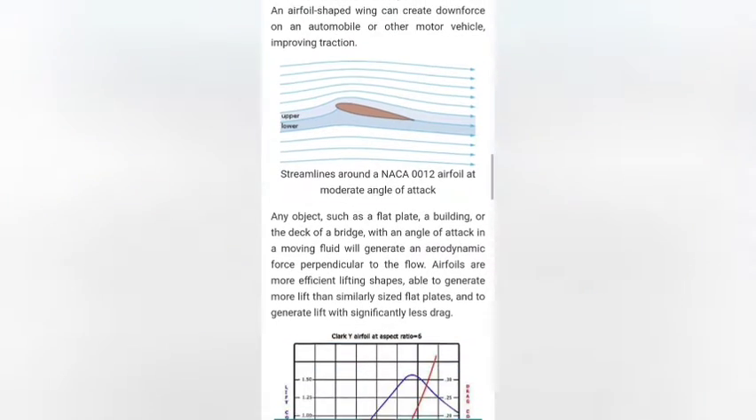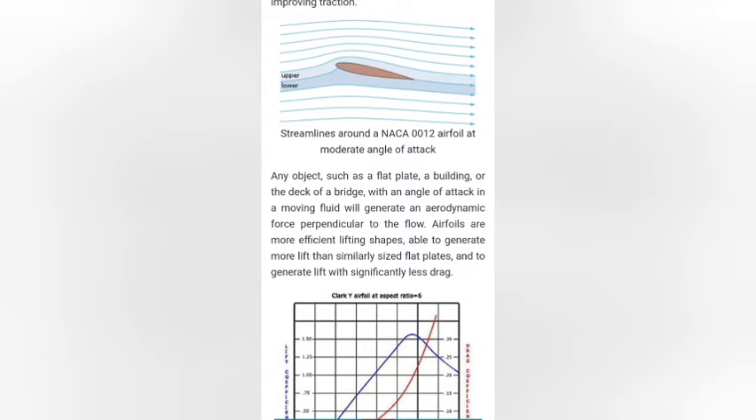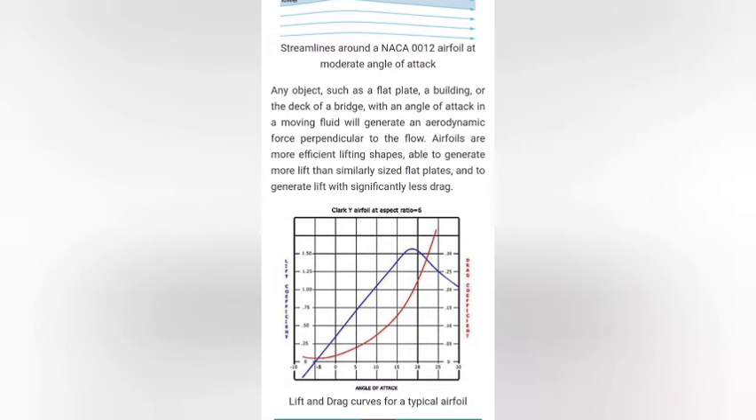Any object such as a flat plate, a building, or the deck of a bridge with an angle of attack in a moving fluid will generate an aerodynamic force perpendicular to the flow. Airfoils are more efficient lifting shapes, able to generate more lift than similarly sized flat plates and to generate lift with significantly less drag.